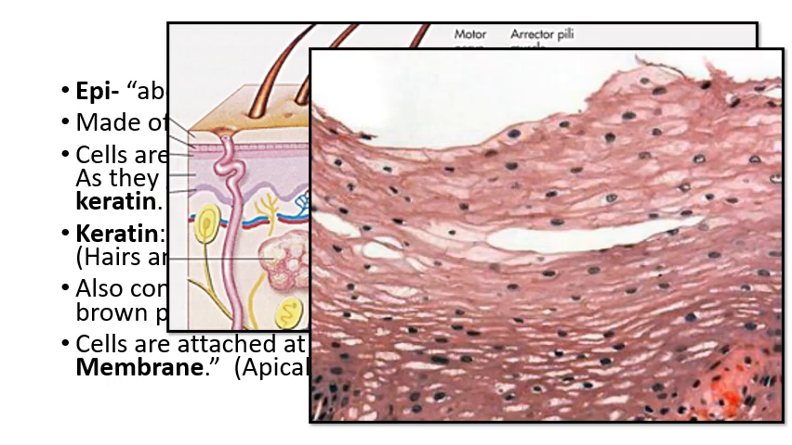Here's a histology photo, a cross-section through skin. You can see that these cells are flat. This is stratified squamous epithelium. And you see these flakes that are coming off at the top. That's a telltale sign that we're looking at skin, and that is an example of keratinization.